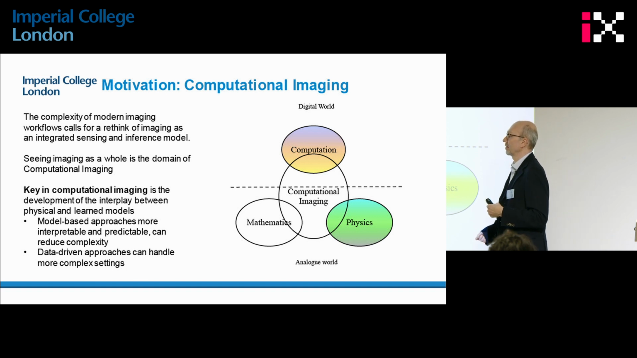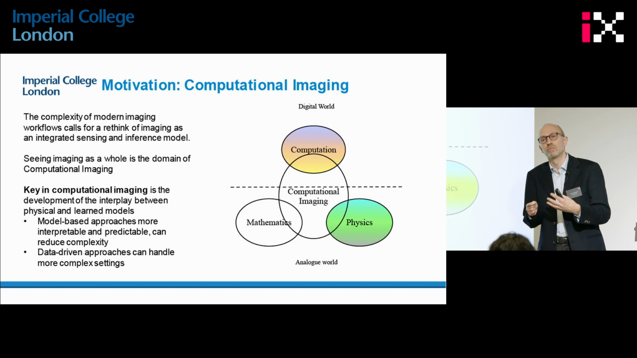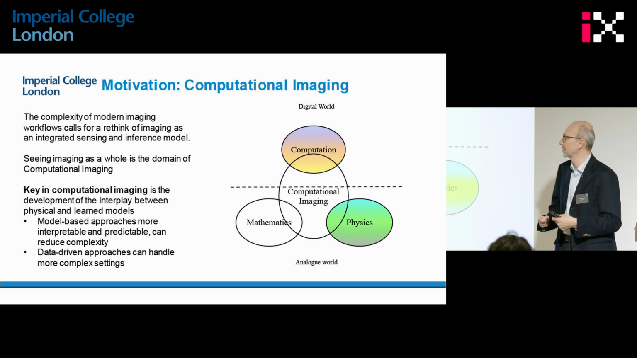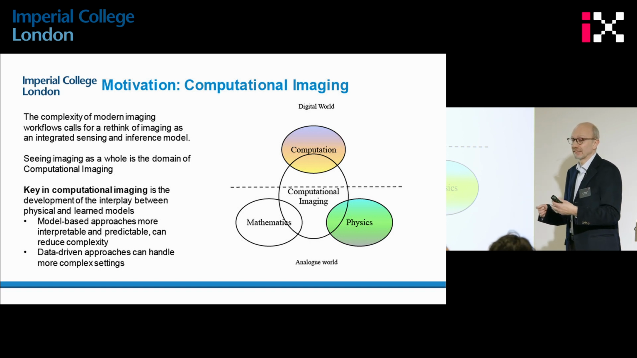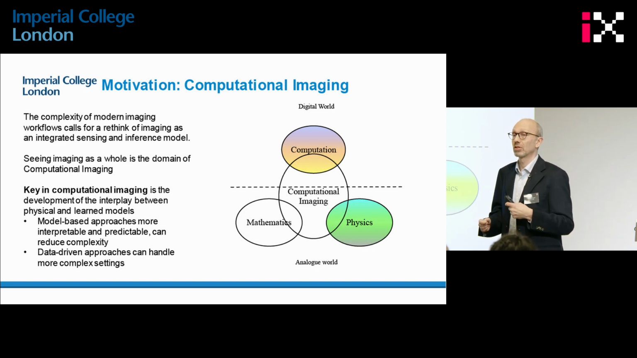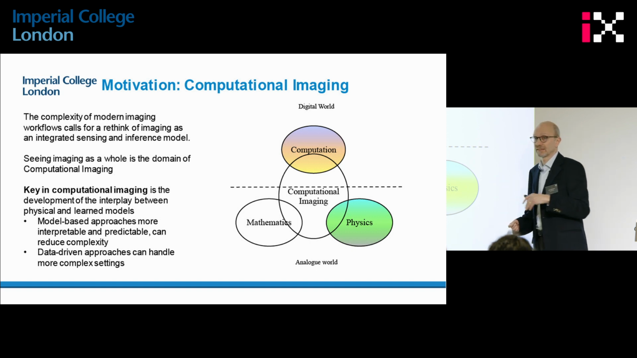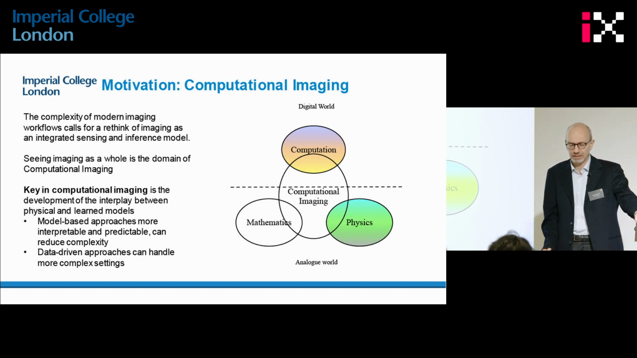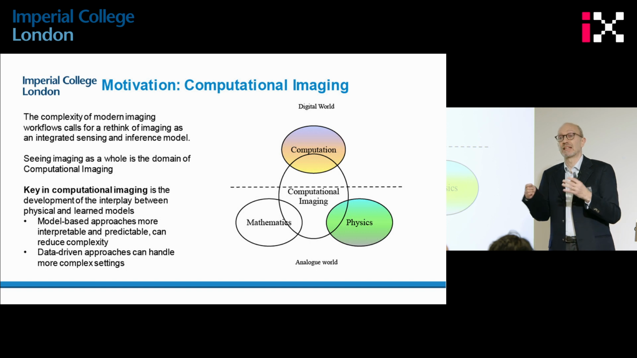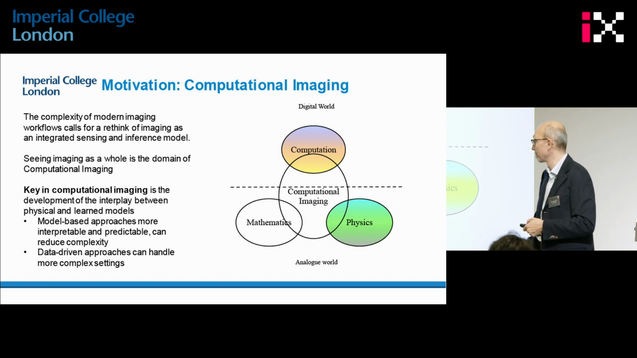In some sense, approaches based on physics or models, which is what we tended to use in the past, have some advantages in the sense that they are more interpretable and predictable. Normally, we can predict what the algorithm is going to do, and sometimes we can reduce complexity. That's a point I'm going to stress again later on. If we can see that the problem is very structured, we can use that structure to reduce the complexity of the algorithms involved to solve that problem.